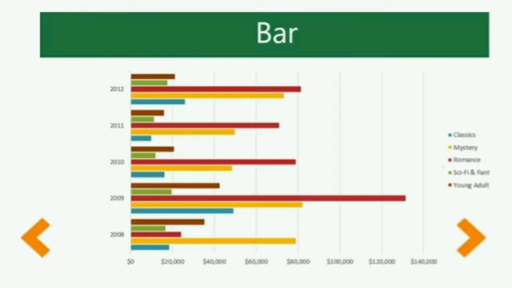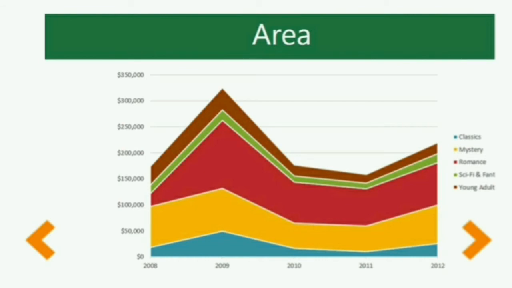Then you have the bar chart. It is similar to a column chart with just an interchange of x and y axis. An area chart is similar to a line chart, but it includes magnitude as well. The area under the lines is shaded here.